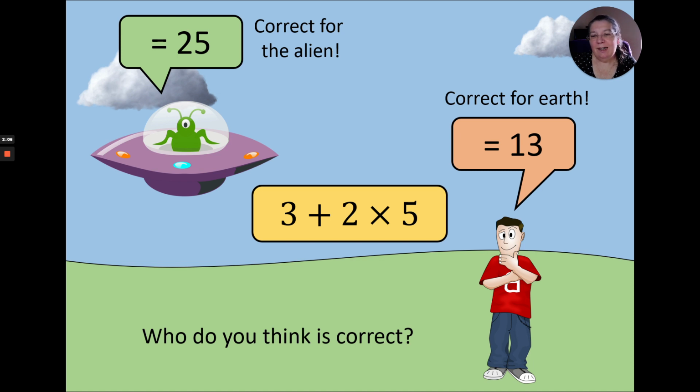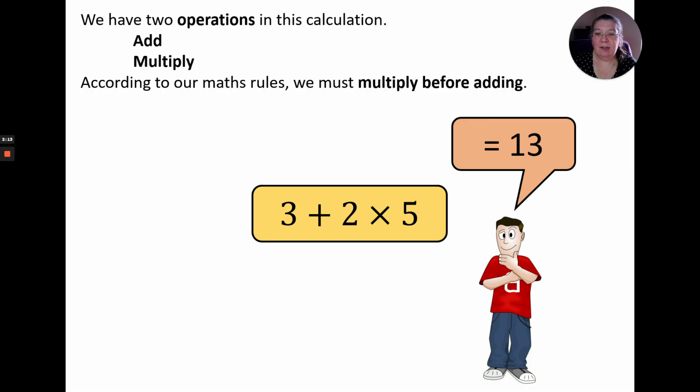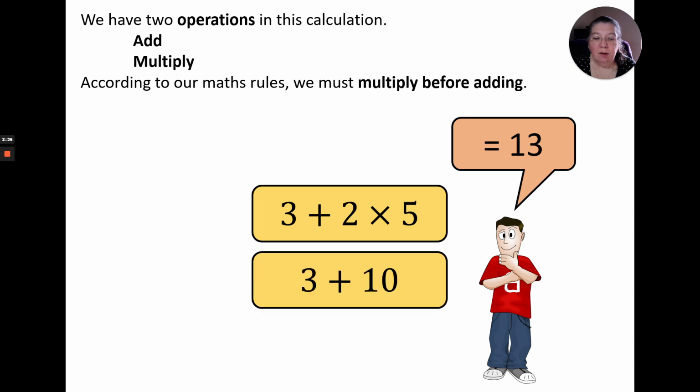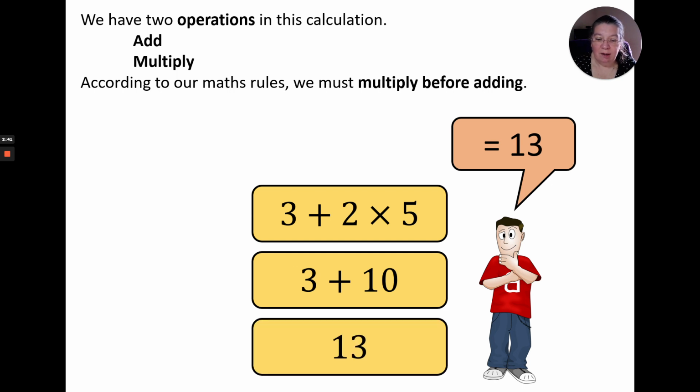Now, because there were lots of different ways of doing questions like this, we had to decide on a rule. So let's have a look. We've got adding and we've got multiplying. And according to the rules on Earth, BIDMAS, we would multiply before we add. So we did 2 times 5 and then we added on the 3 to give us 13. So there we have 3 add 10. 2 times 5 is 10, add on the 3 and we have 13.